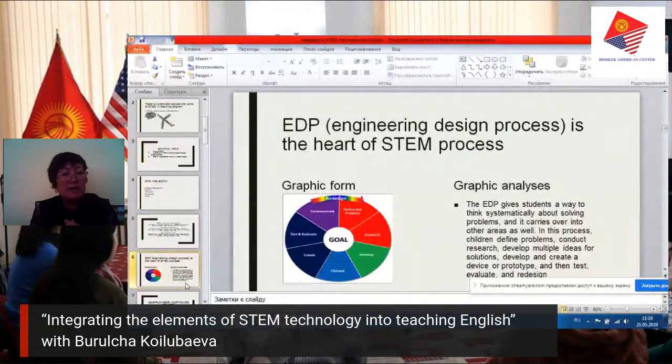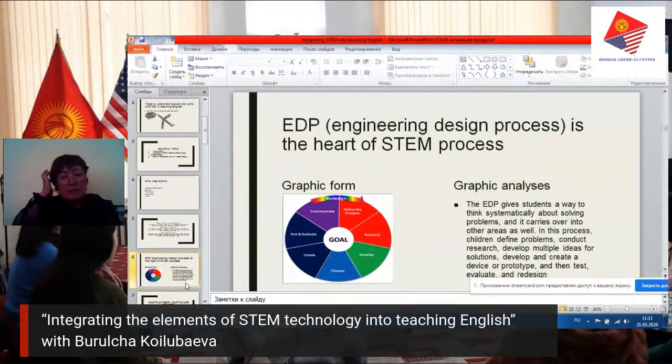Then the students can do research. They can surf the internet and find information from YouTube. There are a lot of good materials about gardening. Then together with their team, they develop, choose, and create, and then do experiments and prototypes. If needed, they can also redesign, and finally communicate and present. This is the graphic form of the engineering design process.